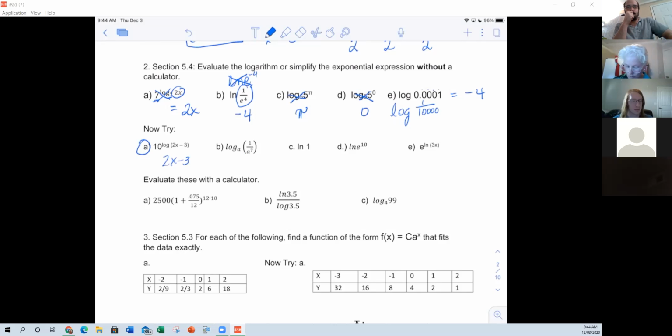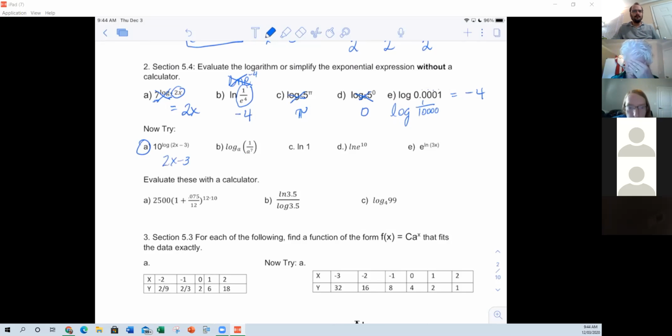All right. So as long as I've got you here, Hunter, what's B? -7. It is -7, right? Because the log A and the A cancel out. And because it's a fraction, that's going to be -7. And ln 1? Zero. It doesn't matter what base you have. If it's got a 1, log base anything of 1 is always 0. And ln e to the 10th? 10. And e to the ln 3x? 3x. Yeah.